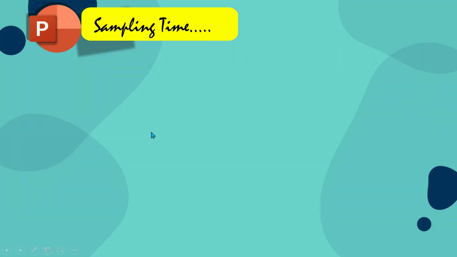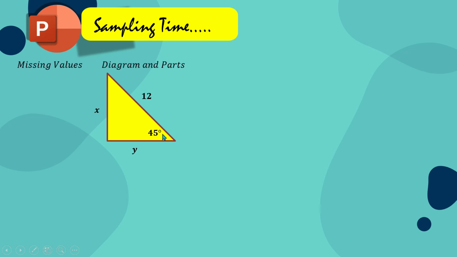Okay. Second example. Our second example, we're still using the special right triangle, the 45-45-90 degree right triangle, wherein the legs are missing, x and y. The given is the hypotenuse 12. So the diagram and parts, and the missing values are x and y. To solve for x and y, the answers are 6 square root of 2 for both x and y. They should be the same because this is an isosceles right triangle.